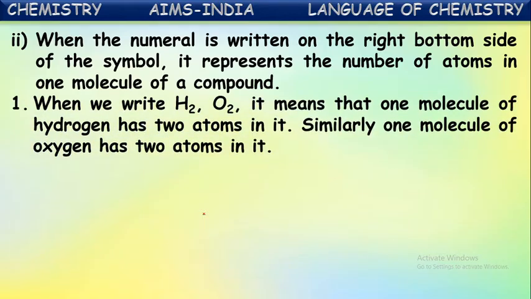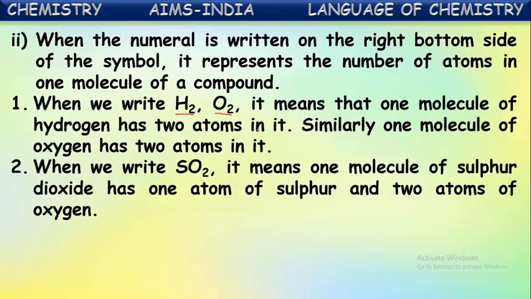For example, when we write H2 or O2, they mean that one molecule of hydrogen has 2 atoms of hydrogen, and similarly one molecule of oxygen has 2 oxygen atoms in it. So the number of atoms present in the molecule is represented by writing a number at the right bottom side of its symbol in the molecular formula.